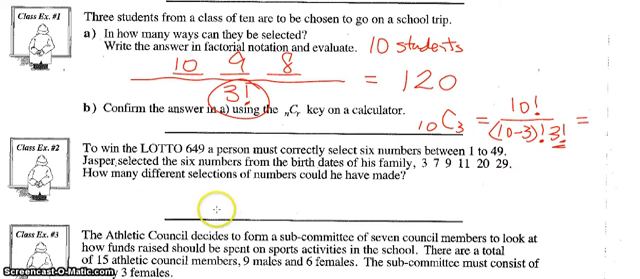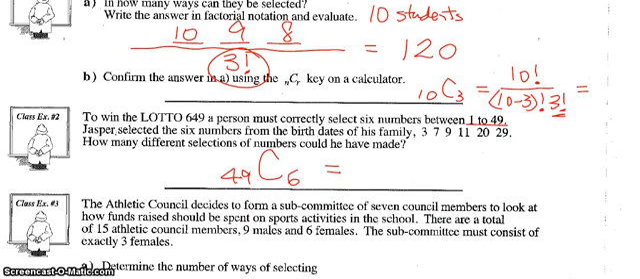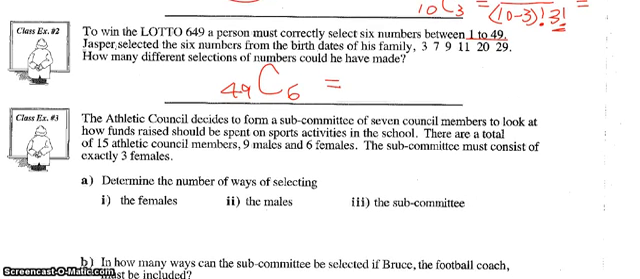So therefore, there are 49 numbers. You just need to choose any 6 of them. And that will be the number of different selections that are possible. So you can put that in the calculator.